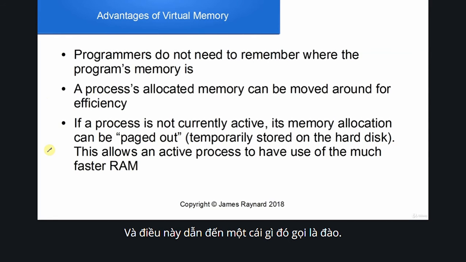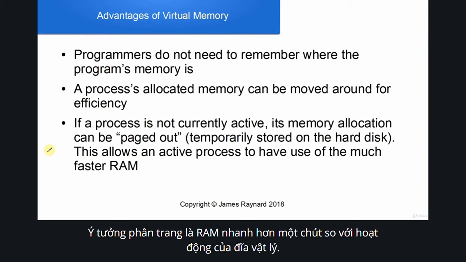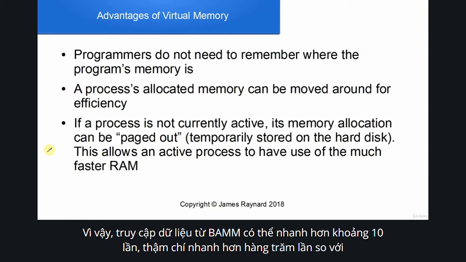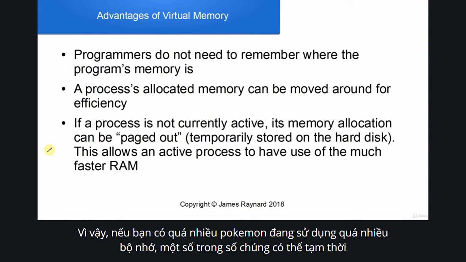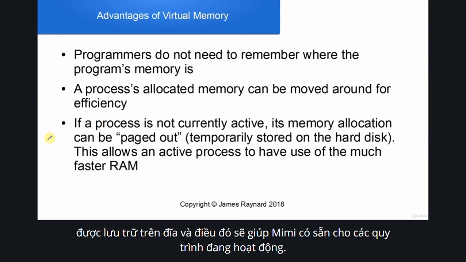And this leads to something called paging. The idea of paging is that RAM is quite a bit faster than physical disk activity. So accessing data from RAM is probably about 10 times faster, maybe even 100 times faster than accessing data from a disk. So if you have too many programs running which are using up too much memory, some of them can be temporarily stored on the disk, and that'll make memory available for processes which are active.